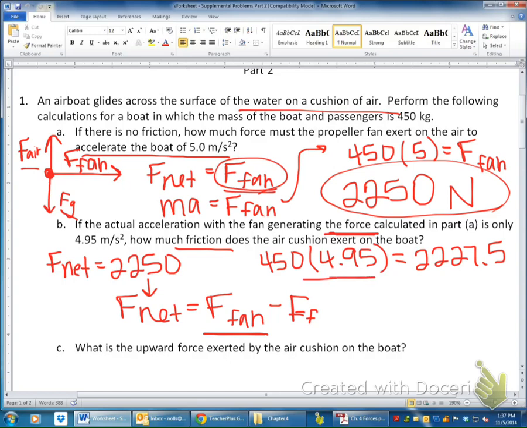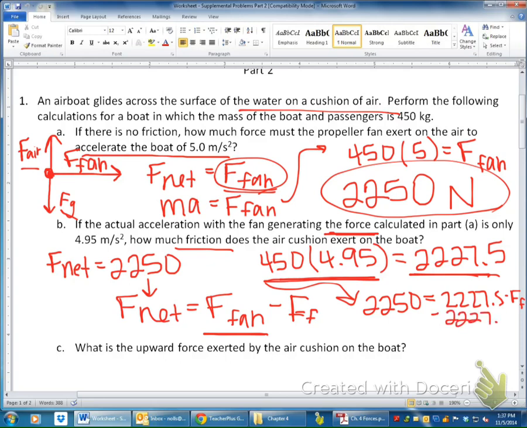Okay, so we found our new fan force, which is right here. So we're going to take then our net force. I'm going to move my equation over here. We're going to take our net force, which is 2250, equals our fan force minus friction. Okay, so we're going to subtract this over, and what do we get our frictional force to equal? 22.5. And what units does that come in? Newtons.